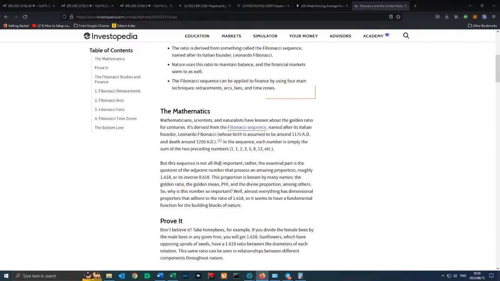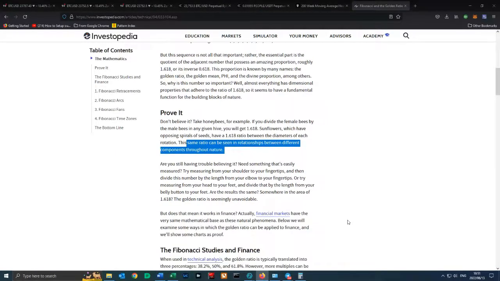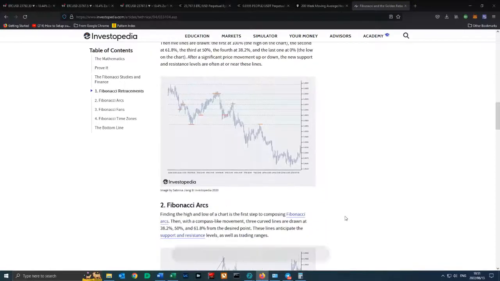So there's the mathematics and everything is there. It talks about how a guy called Leonardo Fibonacci discovered it, that it occurs in everything, even if you measure the length of your nose in proportion to something else. It's all in the document. Even sunflowers. Take honeybees, for example. If you divide the female bees by the male bees in any given hive, you'll get a 1.618 ratio. Sunflowers, which have opposing spiral seeds, have a 1.618 ratio between the diameters of each rotation. The same ratio can be seen in relationships between different components throughout nature. It's absolutely endless.